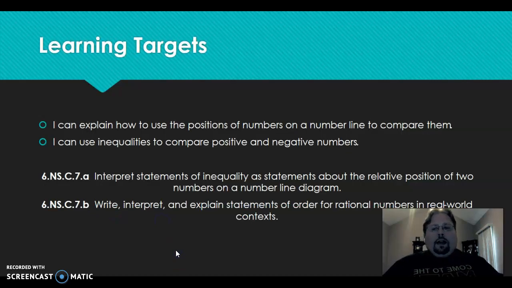Our learning targets for today: I can explain how to use the positions of numbers on a number line to compare them. I can use inequalities to compare positive and negative numbers.